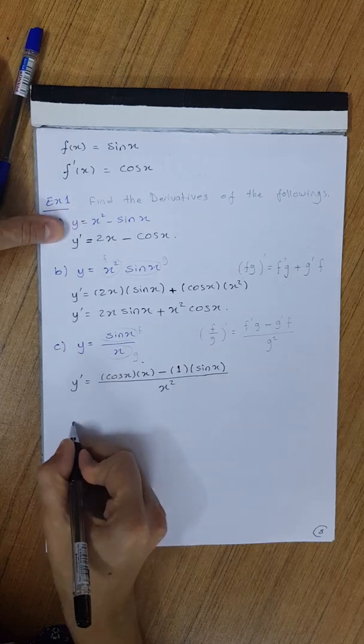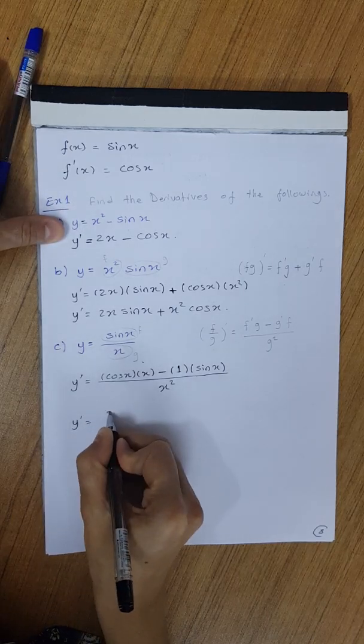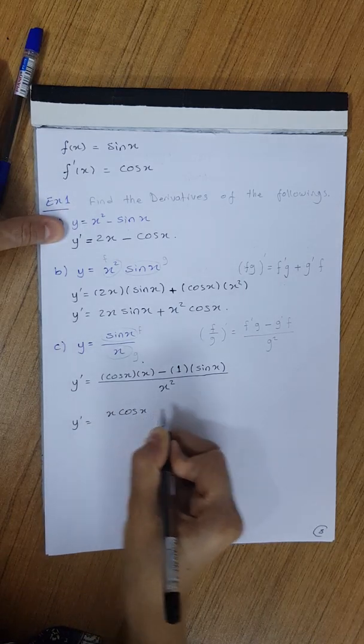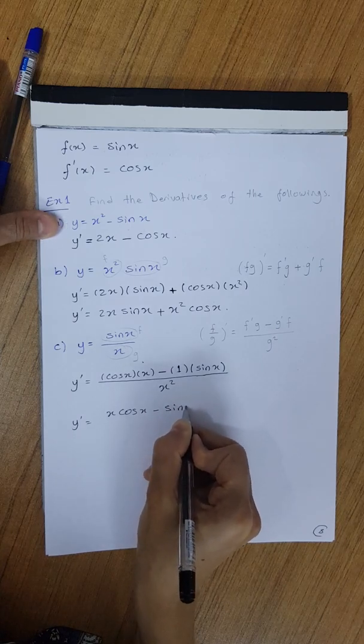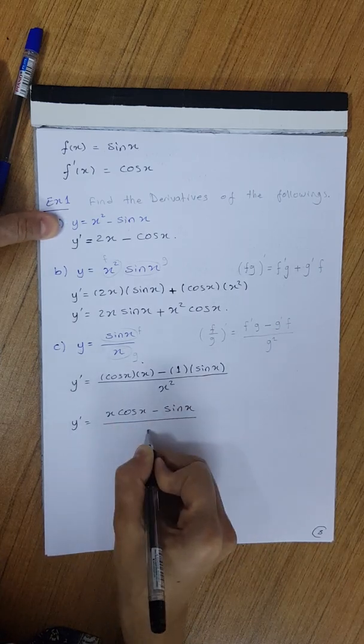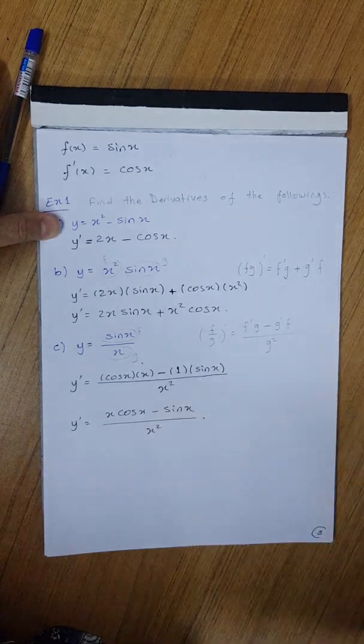Let's rearrange this one again. Y prime is equal to x cosine of x minus sine of x all over x squared. And that is the derivative of that given function.